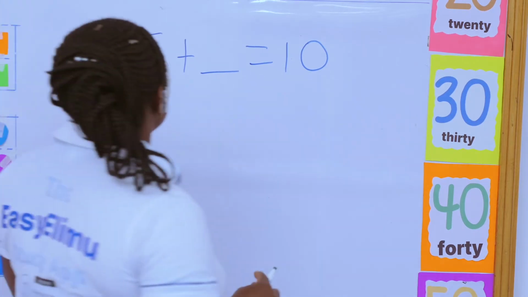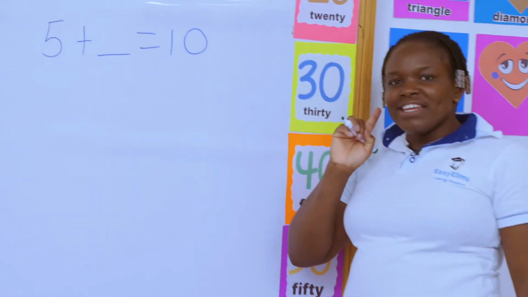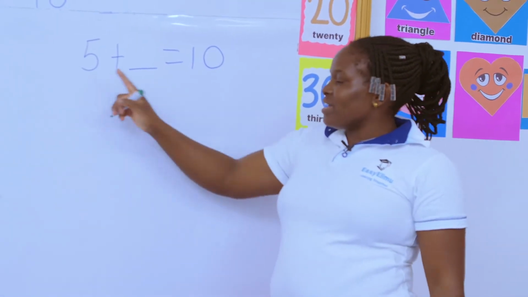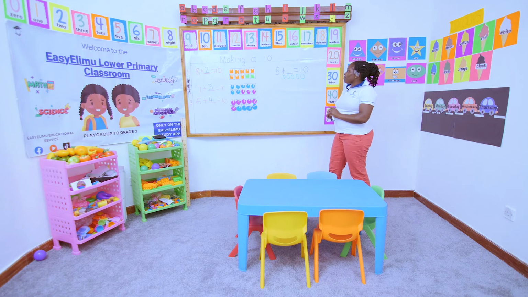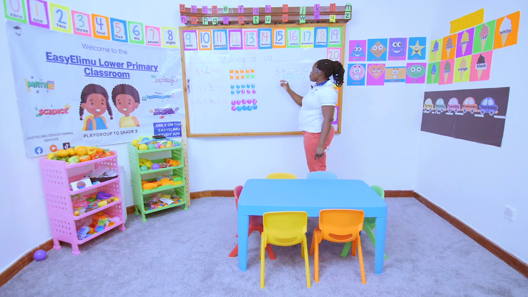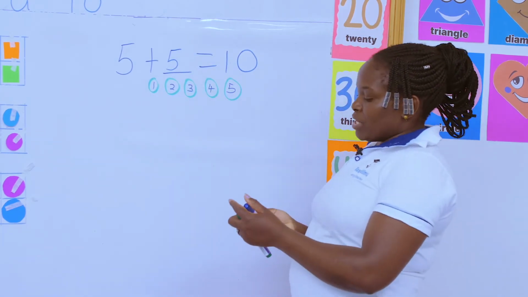For example, I have 5 here and I'm asking myself, how many more counters do I need to make a 10? So I'll say 5, then I count on 6, 7, 8, 9, 10. So what am I supposed to do? I'm only coming to count how many counters did I add to 5. So I had 1, 2, 3, 4, 5. So how many balls did I add to 5? I added 5 balls.